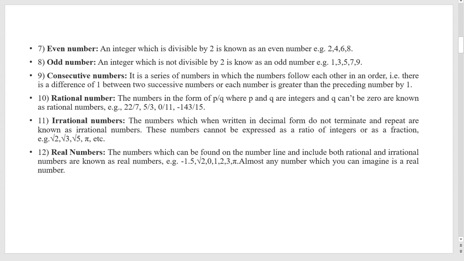Next, the ninth type is consecutive numbers. It is a series of numbers in which the numbers follow each other in order. The difference of 1 between two successive numbers, or each number is greater than the previous one by 1. It means that in a series of numbers, the difference between two successive numbers is 1. This type of numbers is called consecutive numbers.